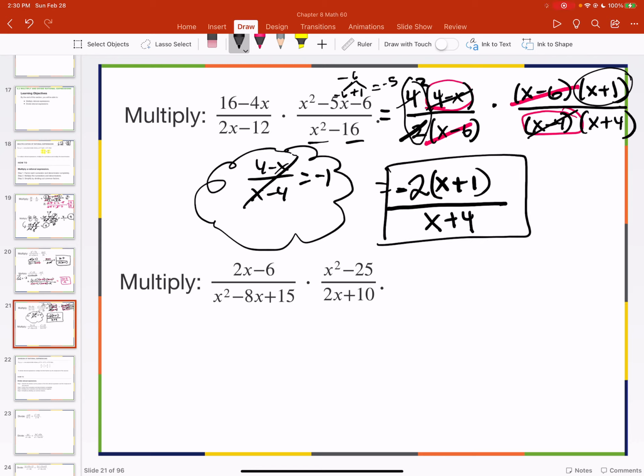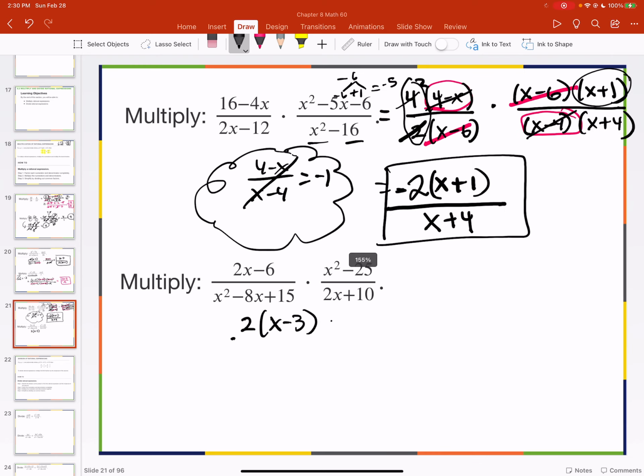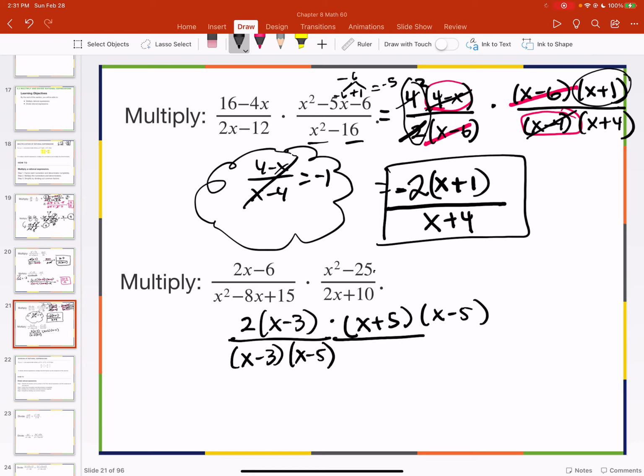Okay. Let's do another one because we love examples. So here, the GCF is a 2, x minus 3. And then the bottom is x minus 3, x minus 5. You can check me if you want. Times the difference of squares, x plus 5, x minus 5, right? That's this part here. And then all over 2 times x plus 5, right?